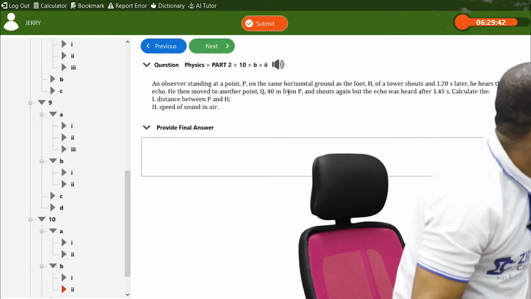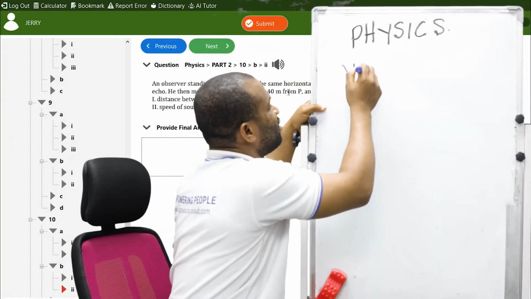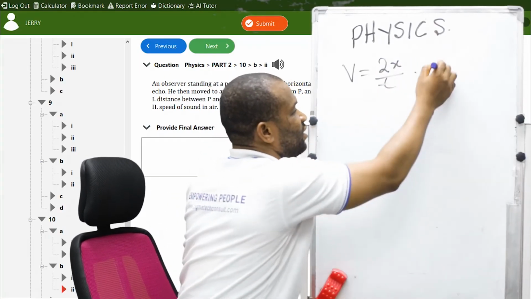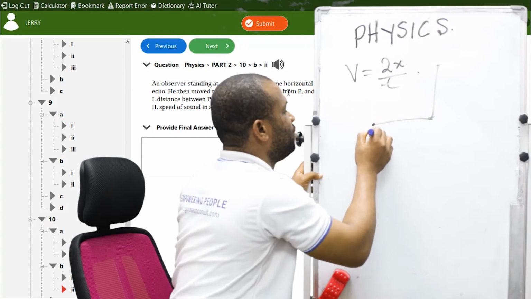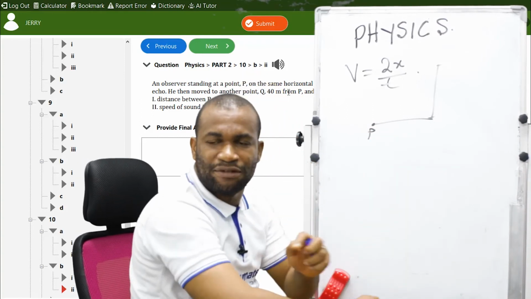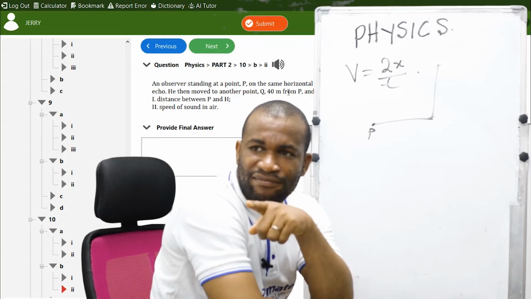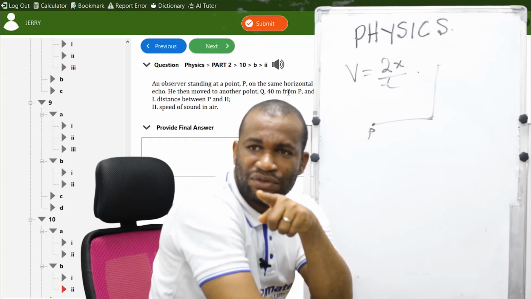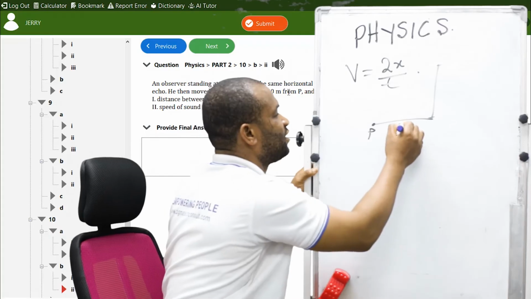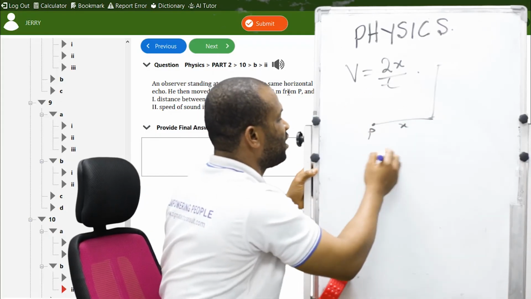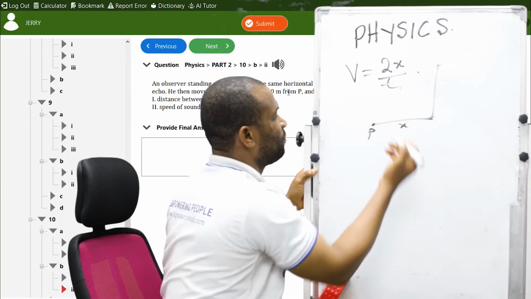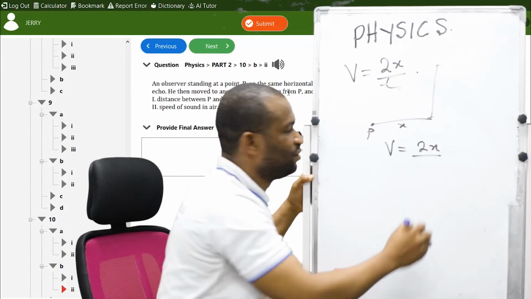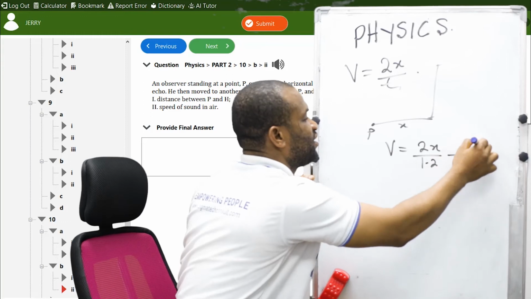All right, the speed of sound in air for echo to occur is 2x all over t. Now let's assume that this is the tower and this is the point P. What is the distance? Observer point on the same horizontal ground. Okay, now this is x. I don't know the distance. So what I'm going to say here, I'll call the first time T1. I'll say V is equal to 2x all over the first T, which is 1.2. I'm keeping this as equation 1.